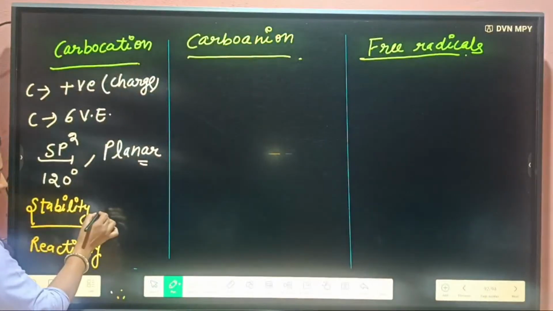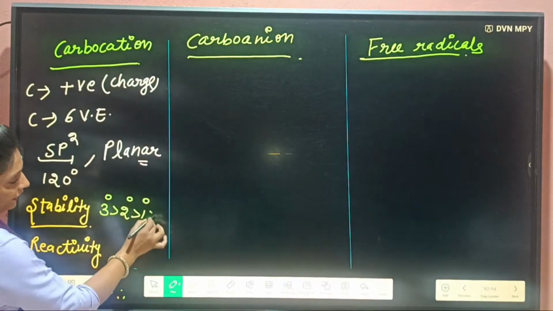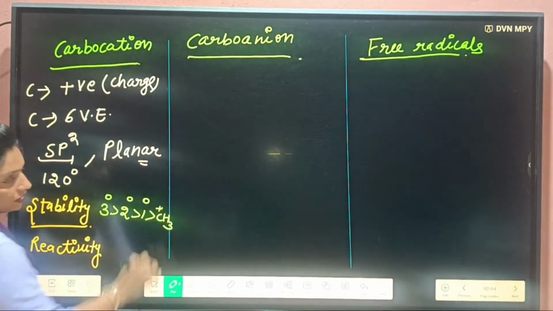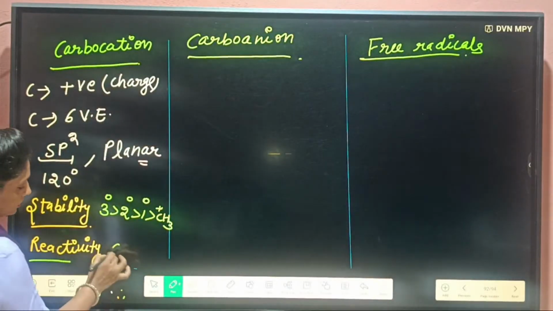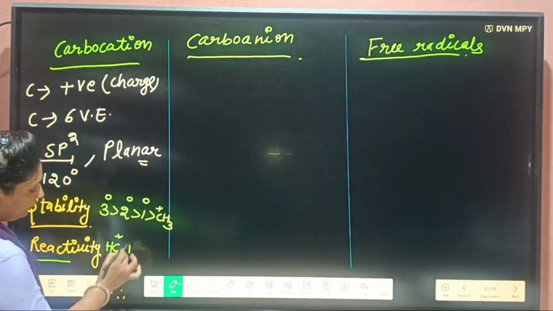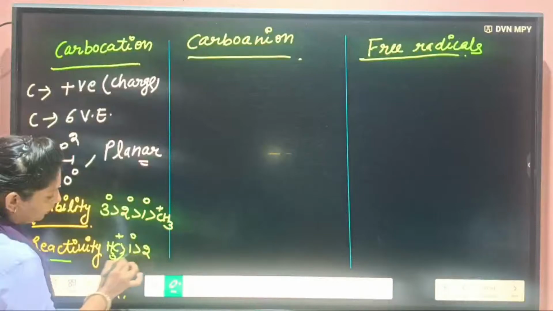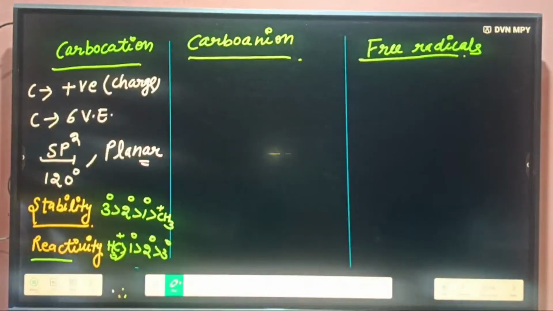Stability order will be 3 degree, 2 degree, 1 degree and then methyl carbocation. And reactivity will be reverse here. So it will be methyl, 1 degree, 2 degree and 3 degree. Clear?